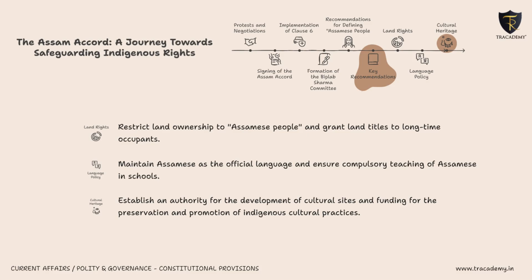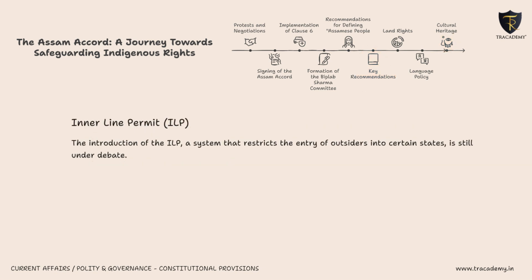While several recommendations have been accepted and are being implemented, others remain contentious. For instance, the introduction of the inner line permit, a system which restricts the entry of outsiders into certain states, is still under debate. The inner line permit, or ILP, is already in place in states like Nagaland and Mizoram, but its applicability in Assam is still undecided.